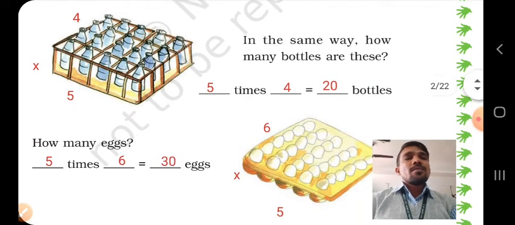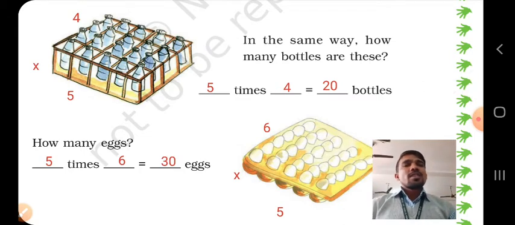Let us discuss that. In the same way, how many bottles are these? You can see the picture of these bottles. How many rows are there? 5 rows are there. How many columns are there? Straight lines, how many? 4. So 5 multiplied by 4, that is 5 times 4, 20 bottles. 20 bottles are there.